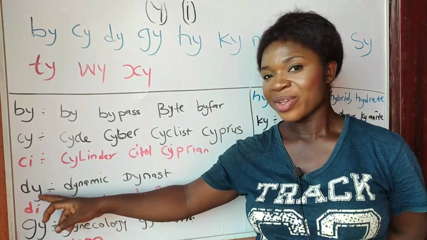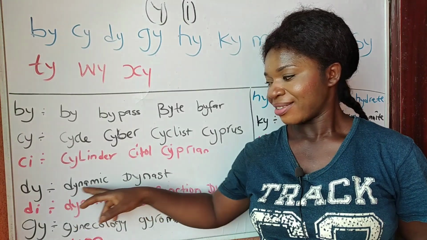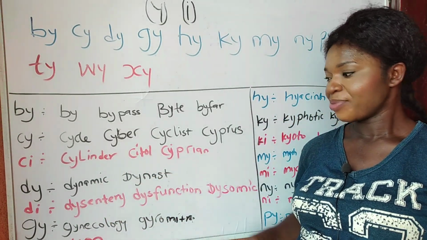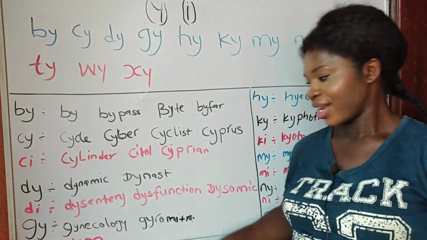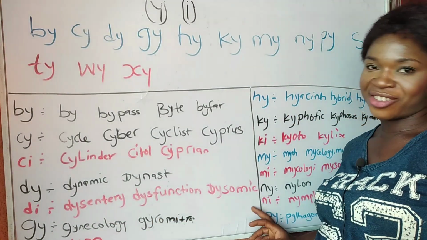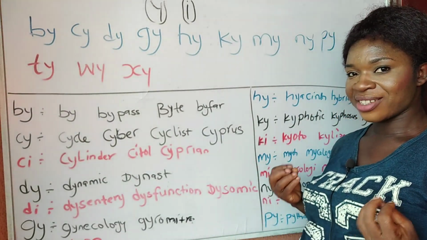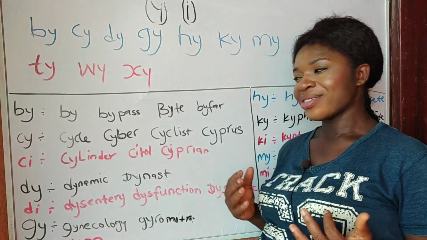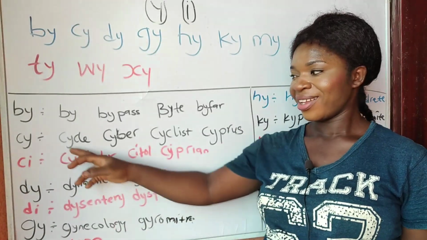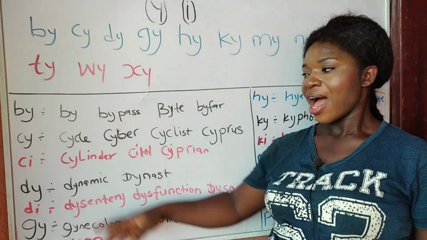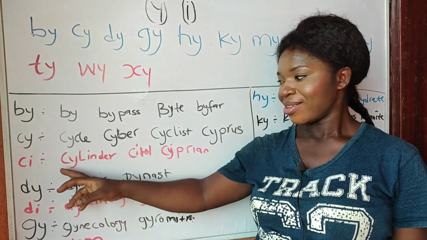All right, so I have DY, I have dynamic, dynasty. Now we have DY again, sounding differently: dysentery, dysfunction, dysonic. Now there's something I want us to get right here. If you pay very good attention at the sounds you are getting from these two, you're going to understand that when we pronounce this, we have the psi, the S sound, and when we pronounce this, we have the C sound. Okay, cycle, cylinder.